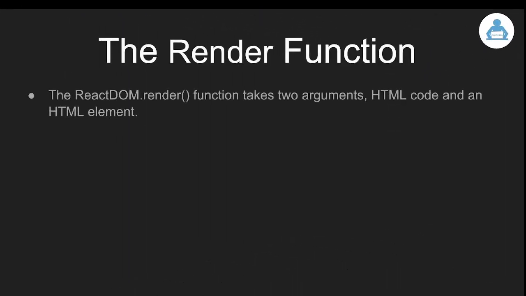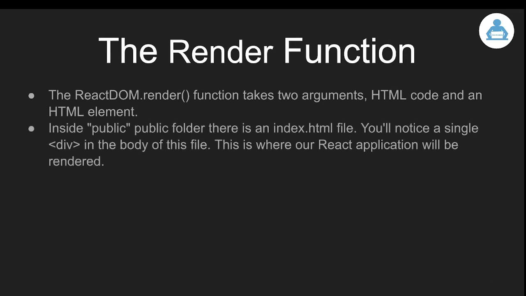Now, the render function. The ReactDOM.render function takes two arguments. First is the HTML code and second is the HTML element. The purpose of the function is to display the specified HTML code in the specified HTML element.